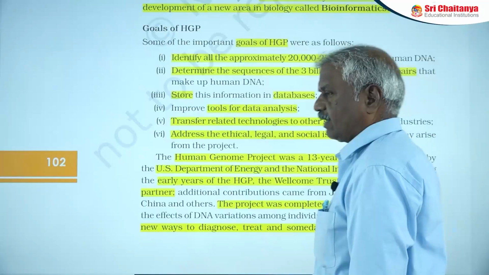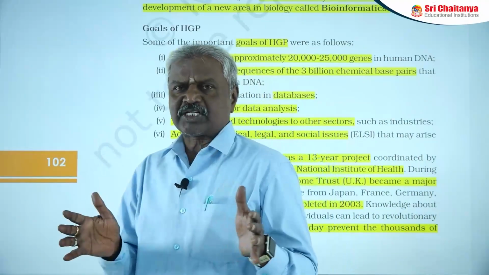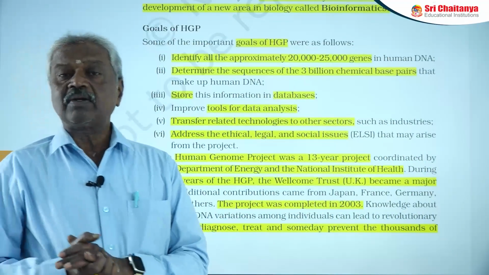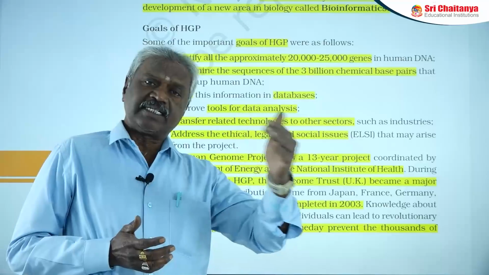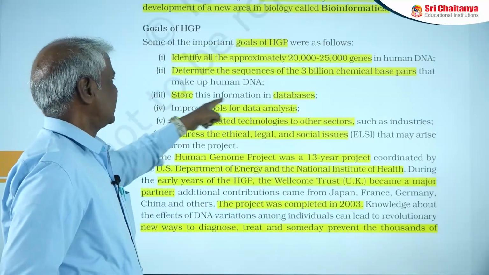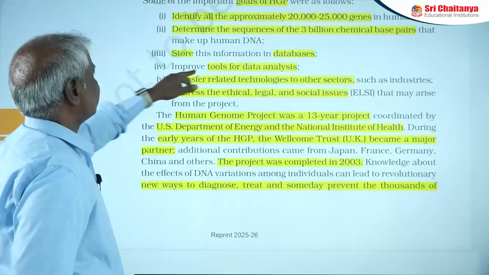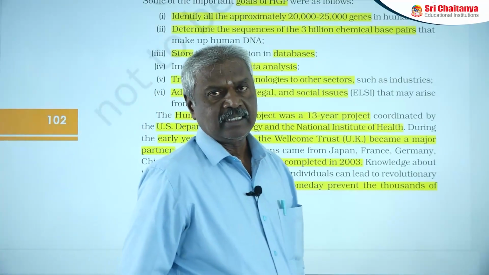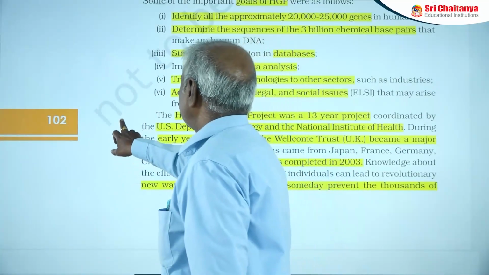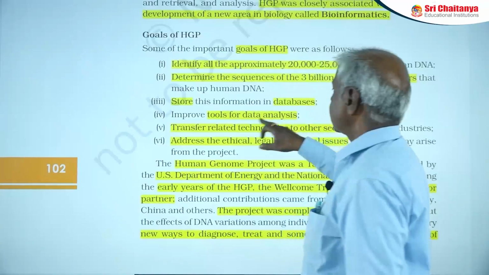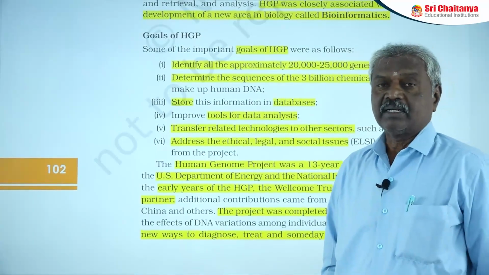And coming to the third one, store this information, whether it is 3 billion base pairs or genes, in databases. Not only that, improve the tools for data analysis. To improve the data analysis, you have to develop computer programs here.